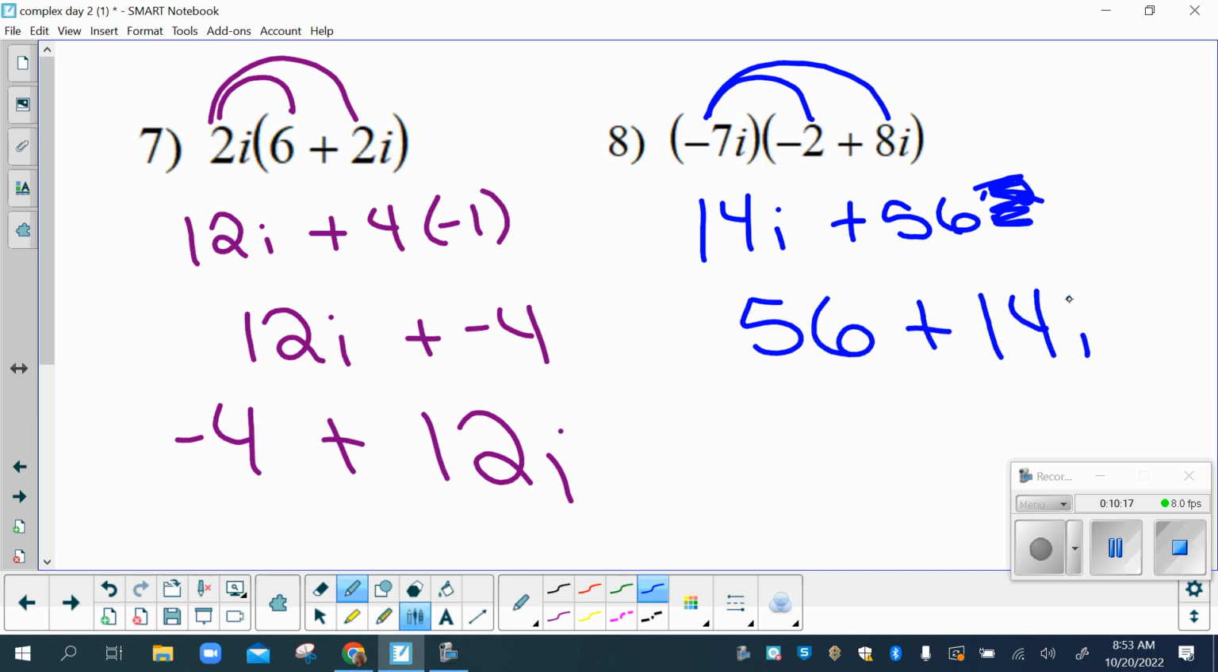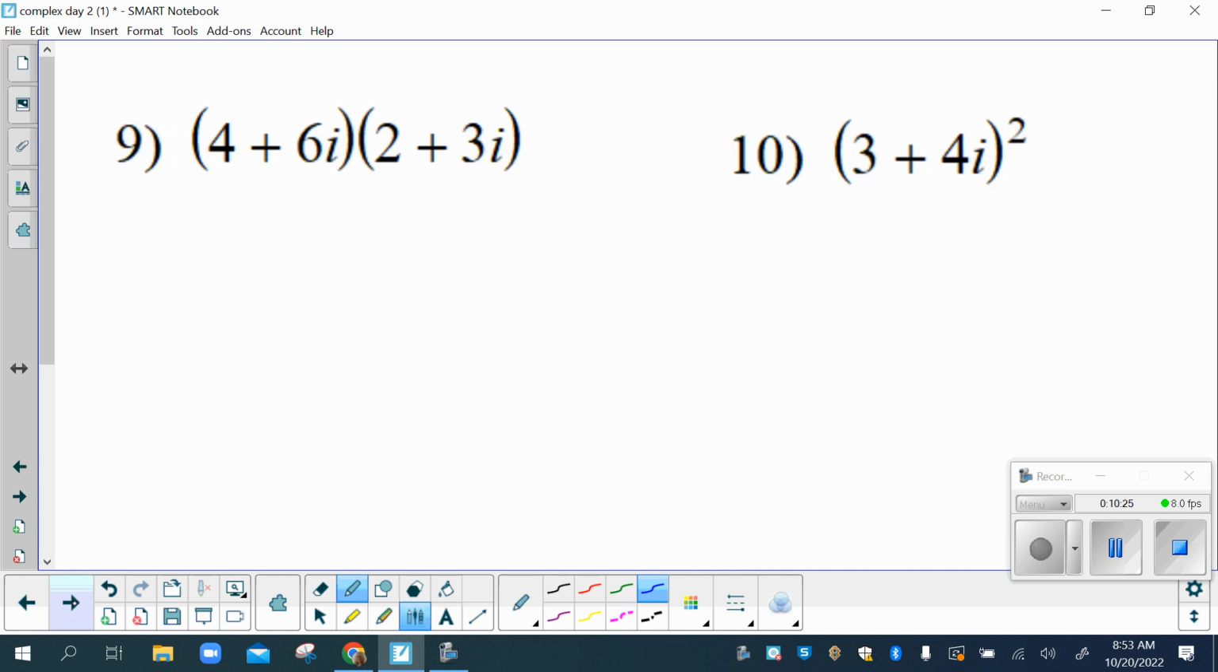Can I see a wiggle of fingers if you got it right? Nice. Okay, a little bit warmer, turning up the heat just a tiny bit more. What happens when we claw? What happens when we claw? So here's what, just nice and slow, nice and careful, and we're going to be fine. So here we're going to start off. 4 times 2 is 8. Yay, good start. 4 times 3, 12i.